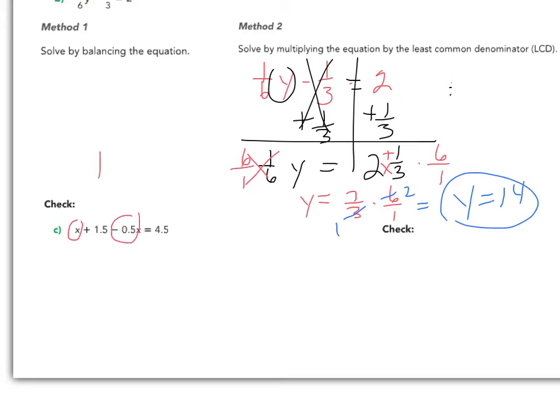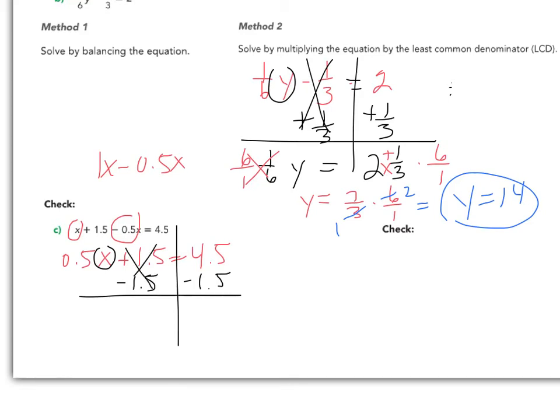So we have 1x minus 5/10 x. So 1 minus a half is a half. So we have 5/10 x plus 1.5 equals 4.5. Okay, so now I'm going to draw my line and circle my variable because I have all my variables together. And to get rid of a positive 1.5, we're going to subtract 1.5 from both sides. And that's going to give me 5/10 x, it's a decimal point, equals 3.0.